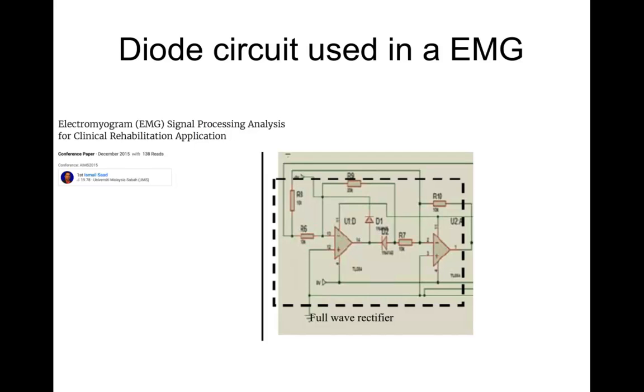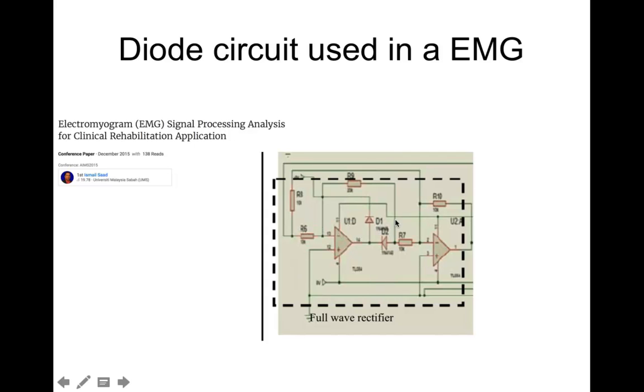Here is a paper that was published in 2015. Typically in biomedical signals, rectifiers are most commonly used for EMG or electromyography signals, which measure muscle activity, because you're often interested in doing things like taking averages, and because you have both positive and negative components, your average often comes out to be near 0, which is not really what we're trying to measure.